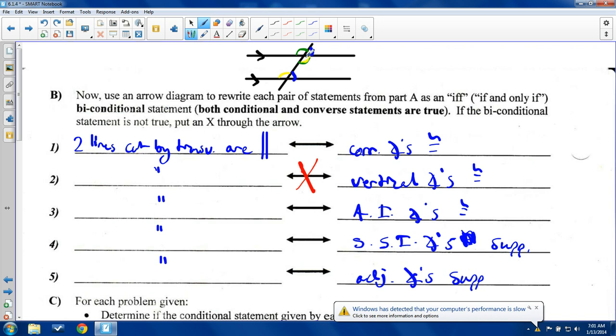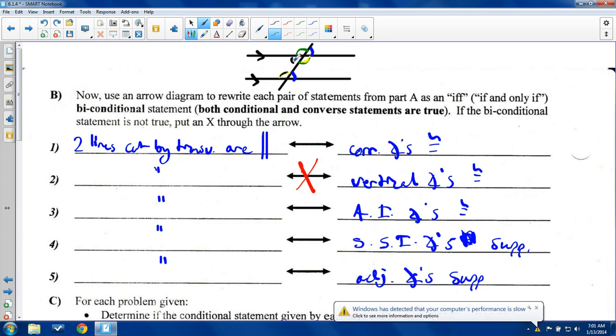We're kind of referring to the ones that don't affect both lines. Same side interior angles supplementary. We use black here. These two guys, this guy and this guy being supplementary, again, also mean that the lines cut by the transversal are parallel. The converse here does work.